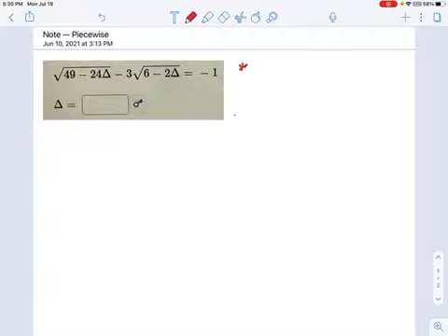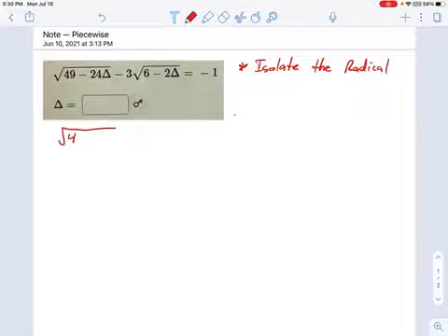First step, as always, is isolate the radical. And you just have to pick which radical you're going to isolate first. We're going to have to go through this in stages. I like to deal with the more complicated one first. So let's do that. Square root of 49 minus 24 delta equals, I'm going to add this one to the other side, equals 3 radical 6 minus 2 delta minus 1.